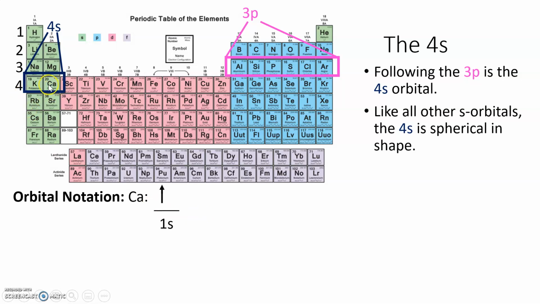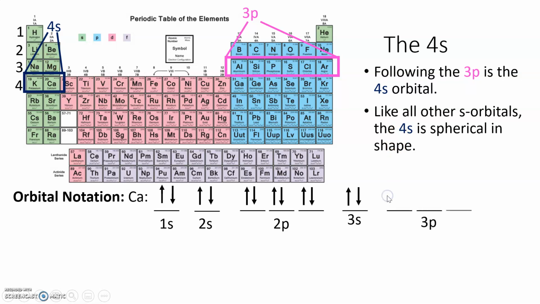In orbital notation, we'll take a look at calcium here. We fill up the 1s. That was the top energy level here. We move to the 2s. That's lithium and beryllium. The 2p is boron through neon. We fill that guy up. Move to the 3s, sodium and magnesium here. And then we go to the 3p. And again, calcium will have the entire 3p filled up. So there's all 6 of those electrons.